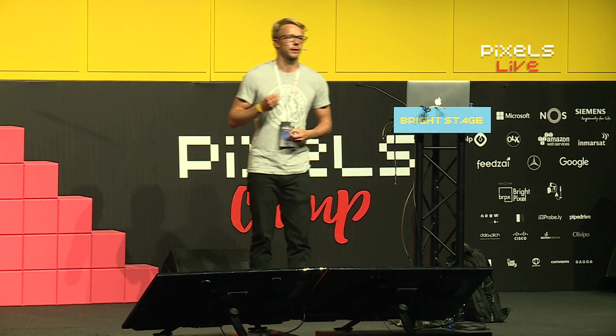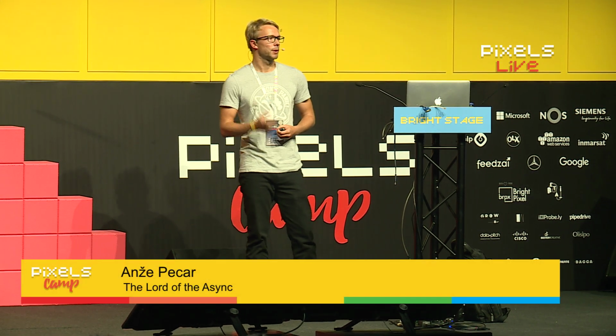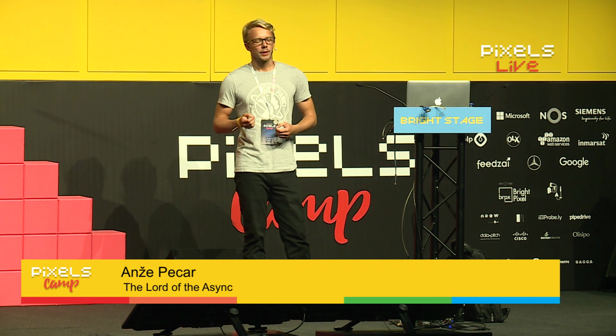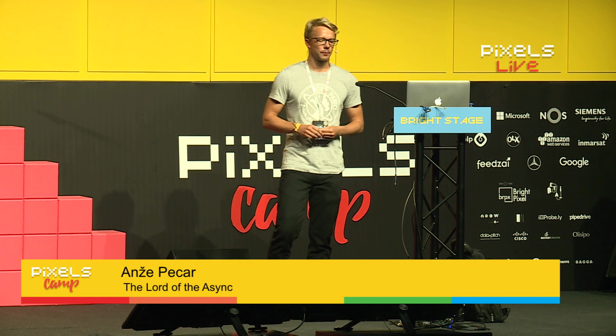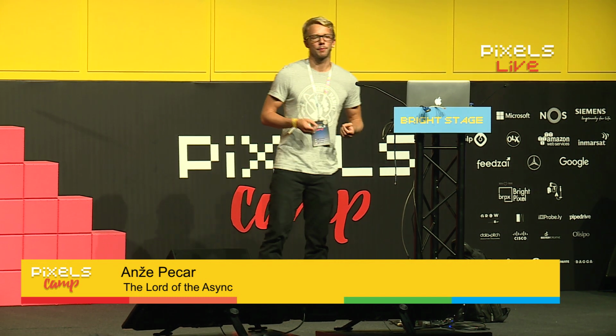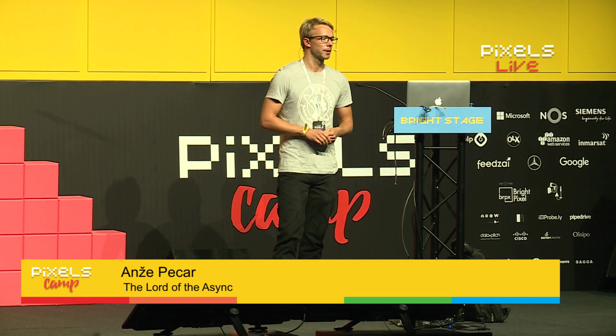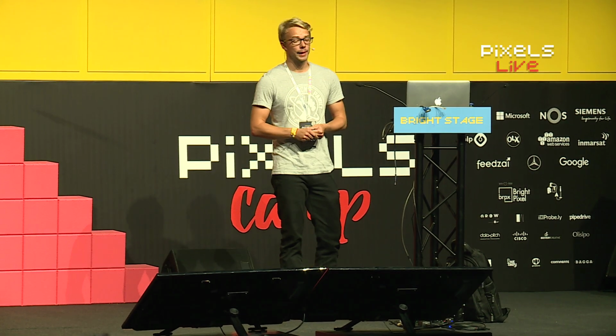So, as I mentioned, my name is Anže. This name is one of those names that are not pronounceable outside of the country of its origin. So that's why I used the name Smotko on the internet, so that it's easier for people to actually know my name.